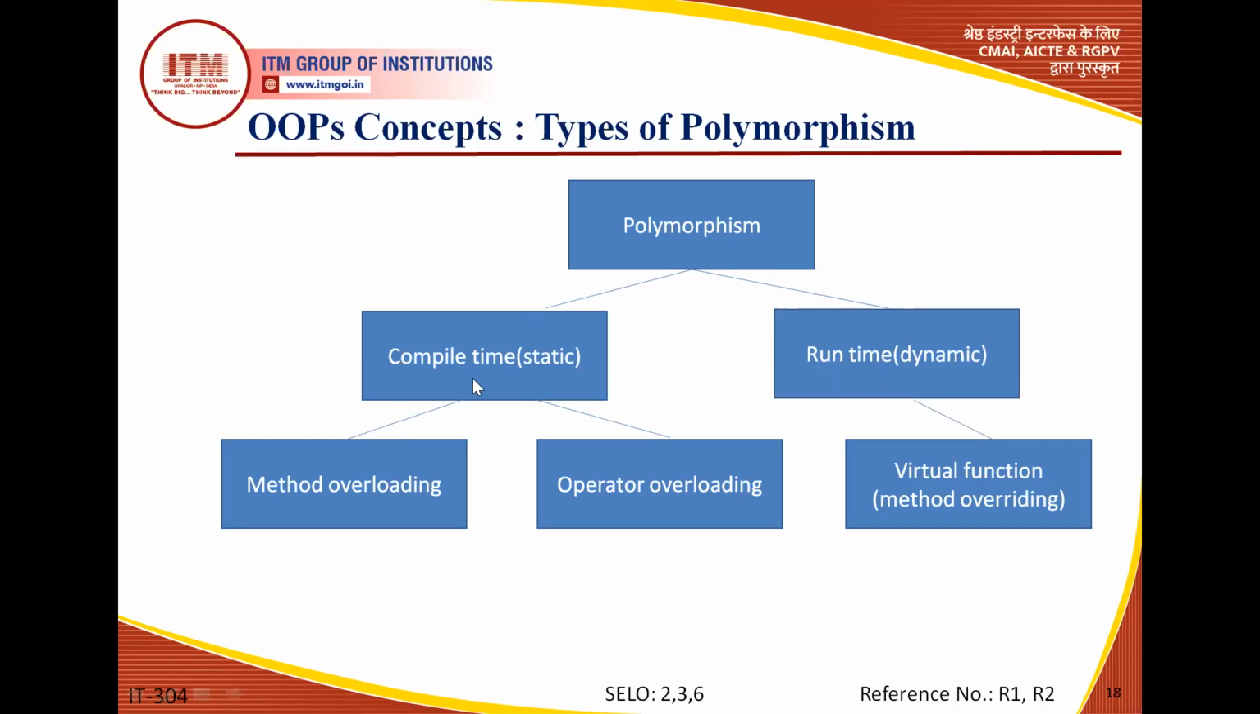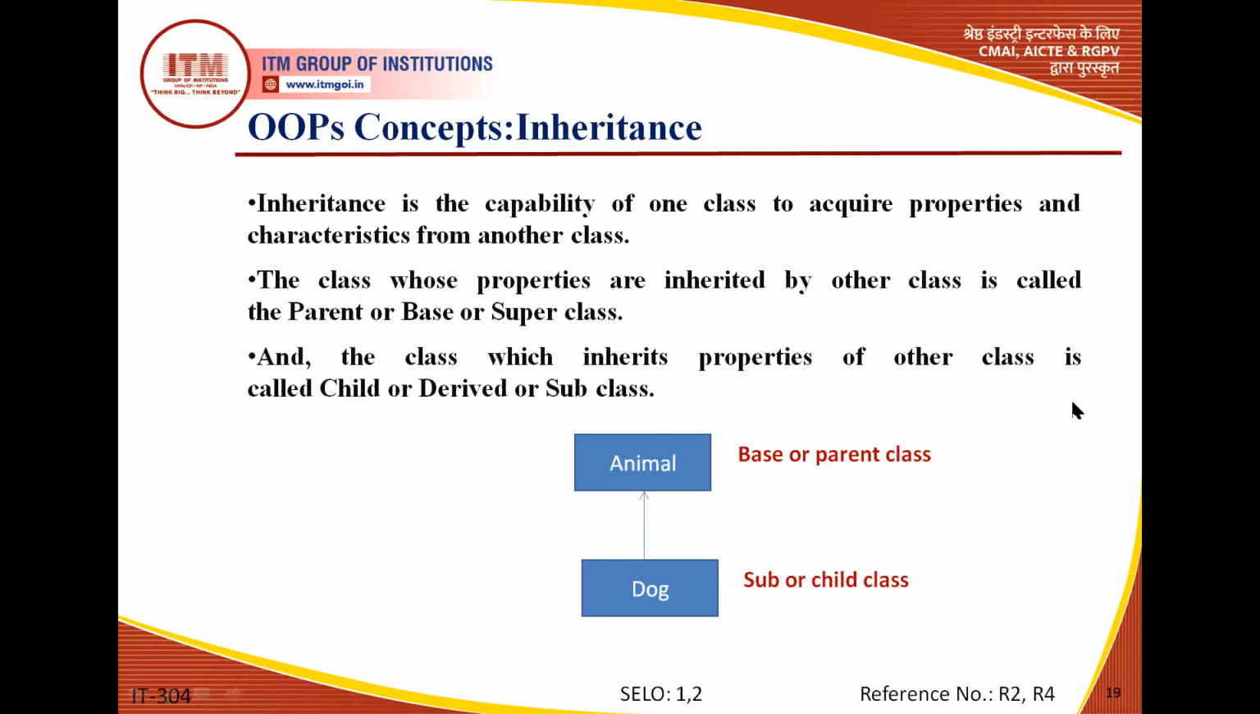In compile time polymorphism, two more methods are there, method overloading and operator overloading, which we will discuss in my next video lecture. And in runtime polymorphism, we find virtual function and method overriding. Okay. Now, let us see today's last concept, which is called inheritance.